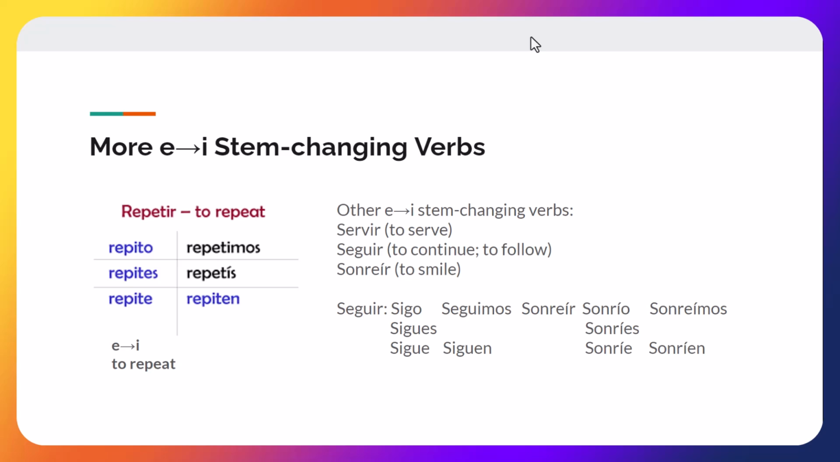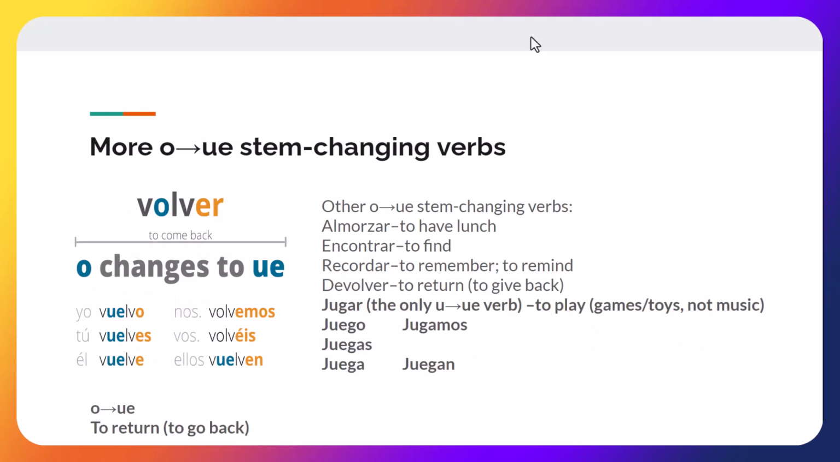All right, very good. Let's go on then to O to UE stem changing verbs. There will be an O in the stem. It will change to UE in everything other than the nosotros, or if we were learning it, the vosotros form. The verb volver means to return in the sense of to come back or to go back. That is, I'm actually going to return to some place, or I'm talking about somebody else returning, either coming back or going back to some place. To return.